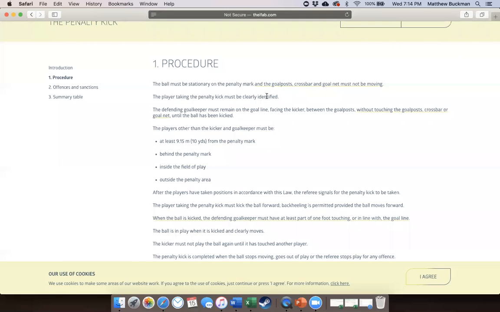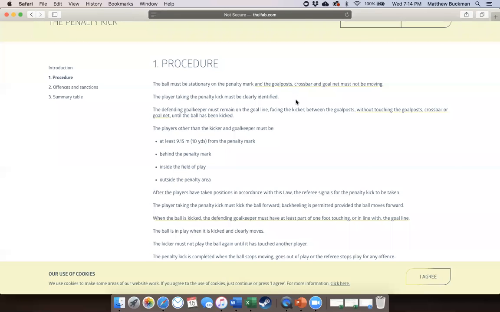The player taking the penalty kick must be clearly identified. So it must be very obvious for all parties involved who is taking the penalty kick. More often than not, it's easy to see, but if for some reason you're not able to see that, then make sure you point out or ask who is taking the kick and have them identify themselves.